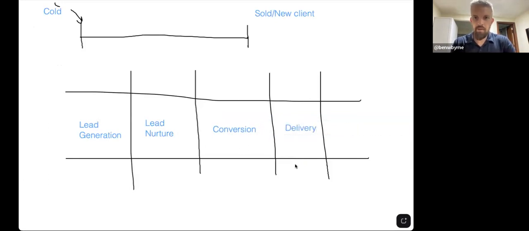So we have delivering the service, fulfilling the promise of the reason why they're working with you. And then there's back end. Call it back end for short, but it's really retention, retaining people longer, getting referrals, upselling, things of that nature, right?